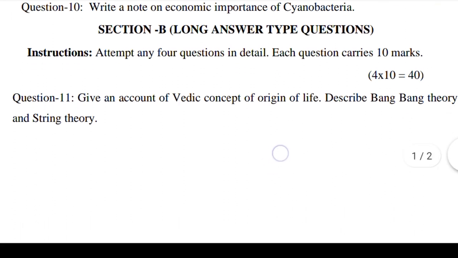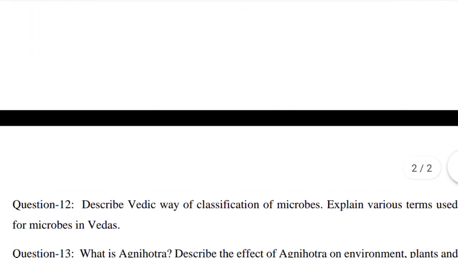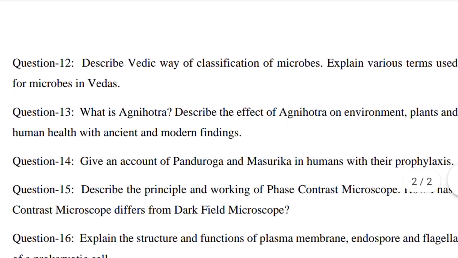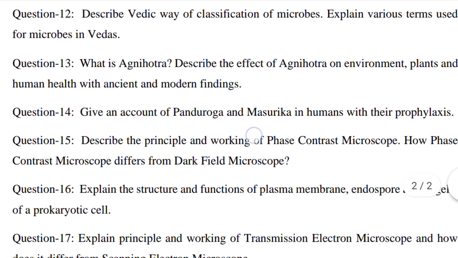So question 11 is, give an account of Vedic concept of origin of life and describe Big Bang theory and string theory. Question 12 is, describe Vedic way of classification of microbes. Explain various terms used for microbes in Vedas.